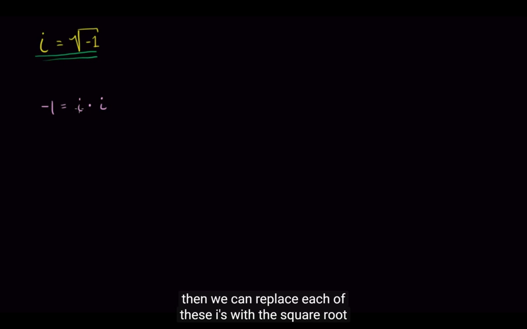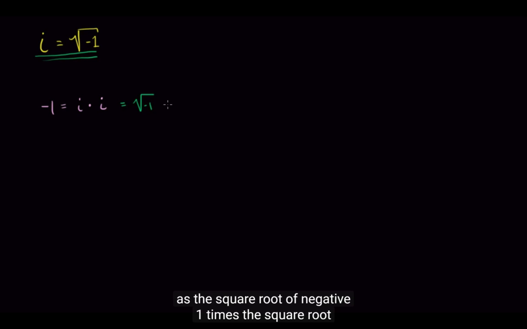They will tell you that, okay, well, let's just start with negative 1. We know from definition that negative 1 is equal to i times i. Everything seems pretty straightforward right now. And then they'll say, well, if you assume this part right here, then we can replace each of these i's with the square root of negative 1. And they'd be right. So then this would be the same thing as the square root of negative 1 times the square root of negative 1.